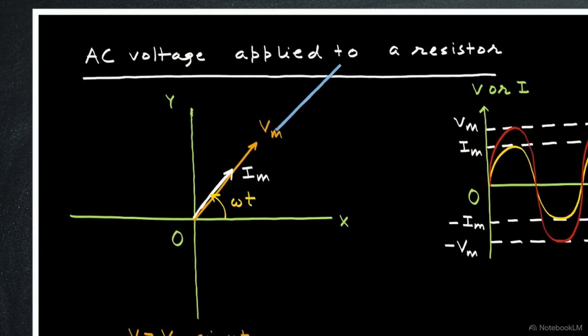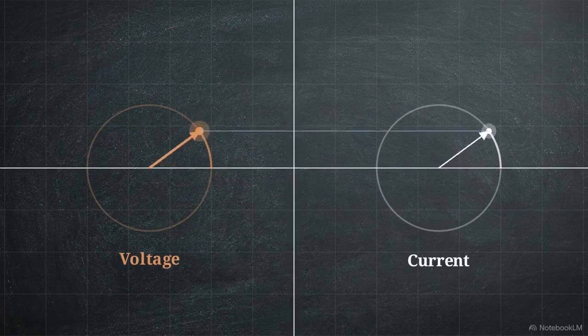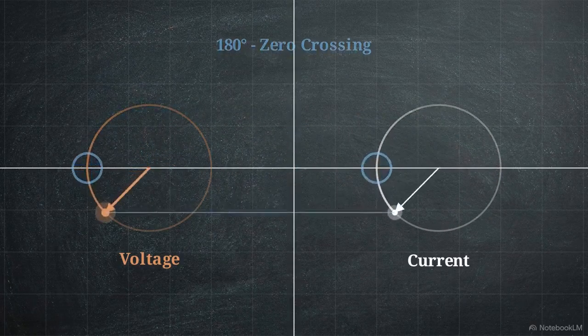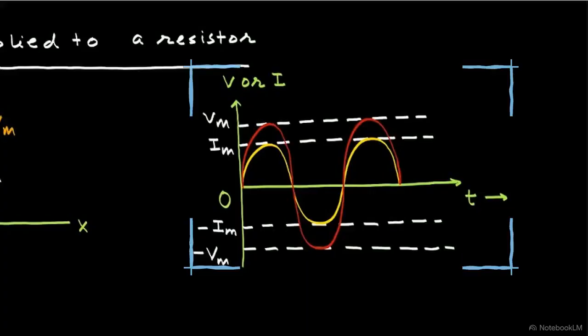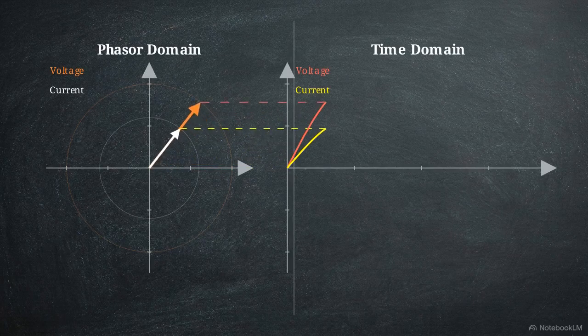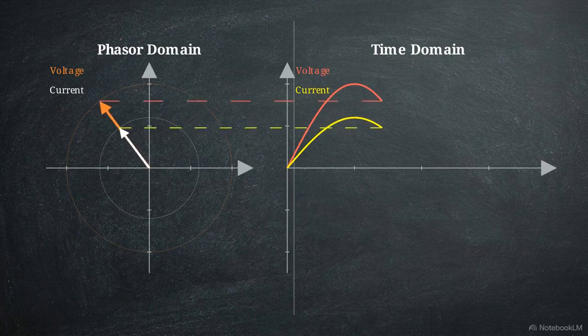In a resistor, the voltage and current vectors are collinear. They share the same rotational angle and point in the same direction. This geometric relationship indicates that the two forces are in phase, meaning that they are synchronized in time. The right-hand graph illustrates the physical result of this synchronization. As both vectors rotate, they trace overlapping sine waves for voltage and current.